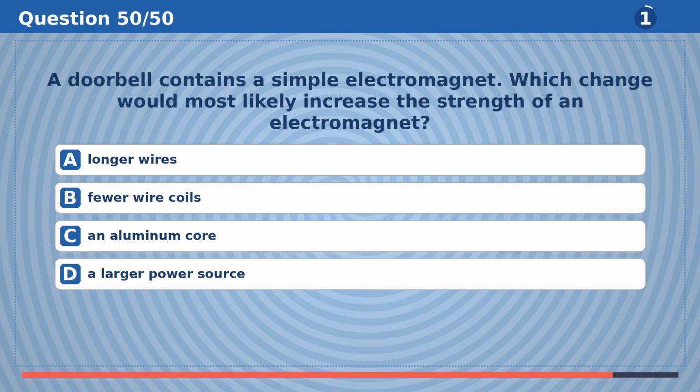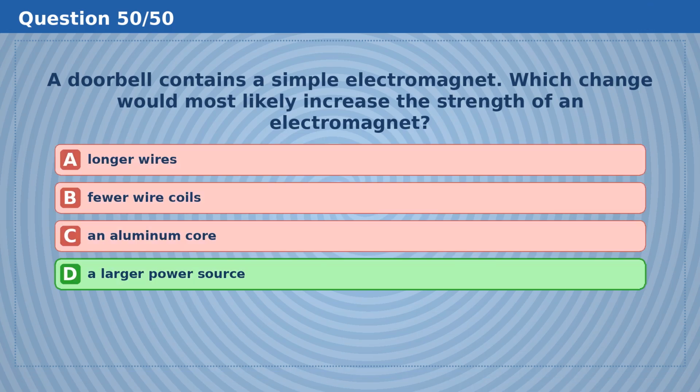A doorbell contains a simple electromagnet. Which change would most likely increase the strength of an electromagnet?